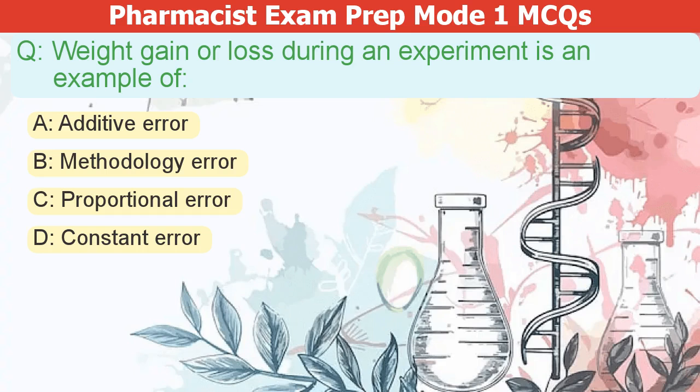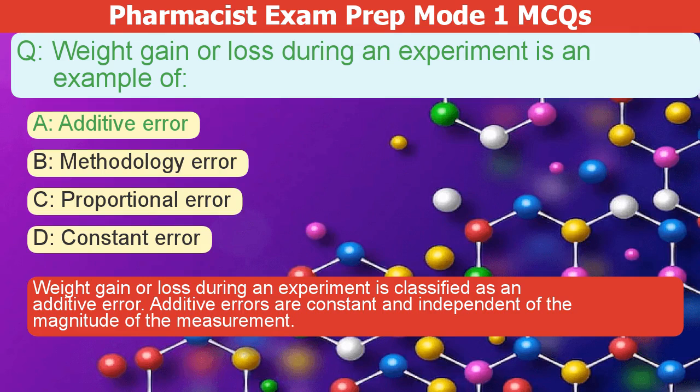Weight gain or loss during an experiment is an example of A. Additive error. B. Methodology error. C. Proportional error. D. Constant error. The correct answer is A. Weight gain or loss during an experiment is classified as an additive error. Additive errors are constant and independent of the magnitude of the measurement.